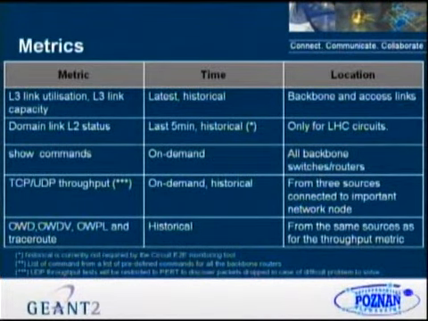This table shows you the metrics we are targeting in the first phase. So basically, they are also running on different services. So there will be link utilization, link capacity, layer 2 status. You will be able to run some show commands accessing, for instance, backbone routers. The TCP UDP throughput measurements will be able to run. And some one-way delay, jitter, packet loss data.